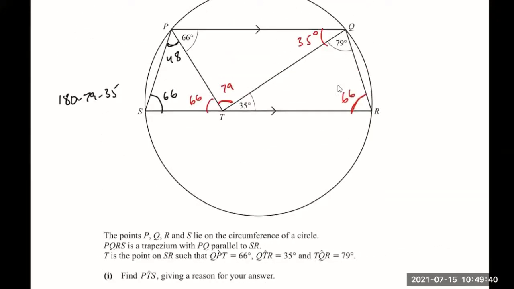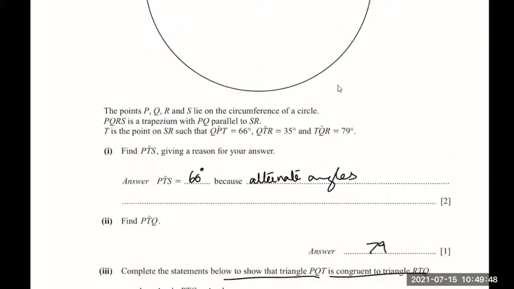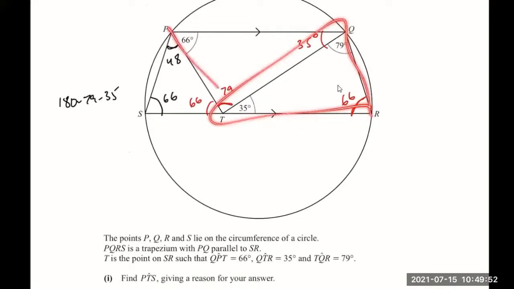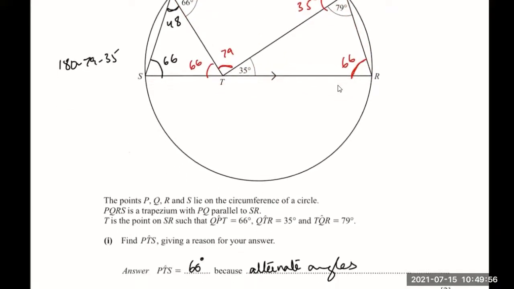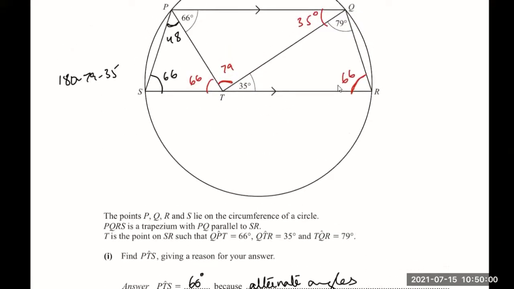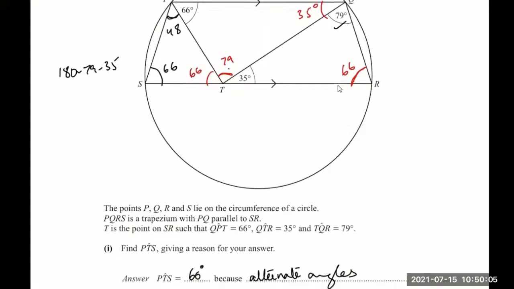Let's do this as well. It's telling you how to prove congruency so that you don't need to worry about that. PTQ and RTQ. So here these two triangles are congruent. How do I prove that these are congruent? It's asking me for angles to be proven equal. PTQ. PTQ was 79. So which other angle is 79? This one. So I'm going to say that it's TQR.